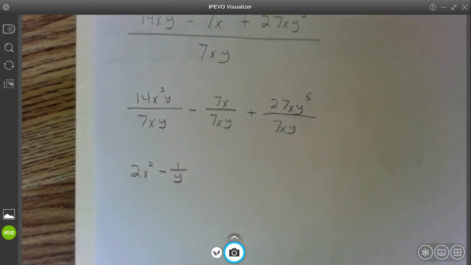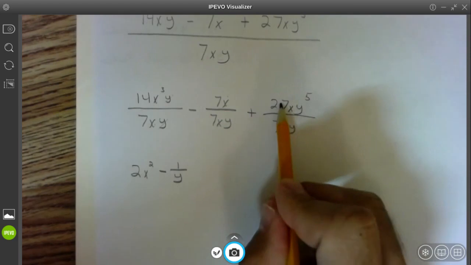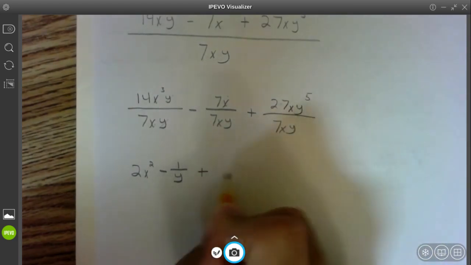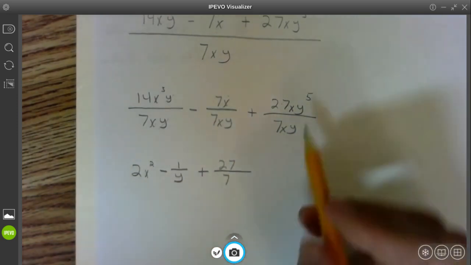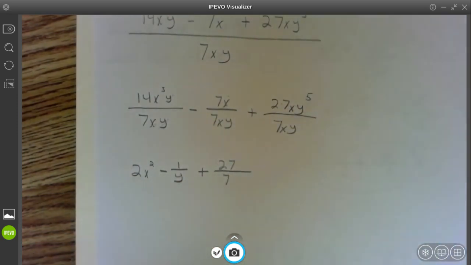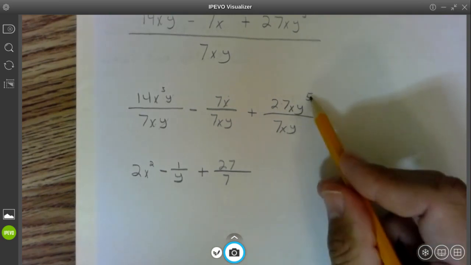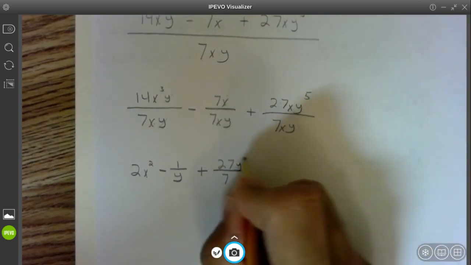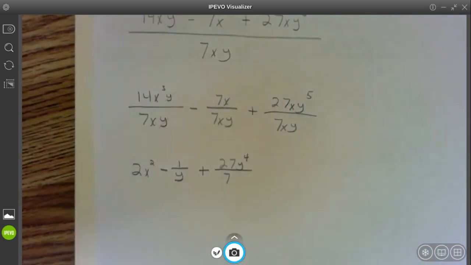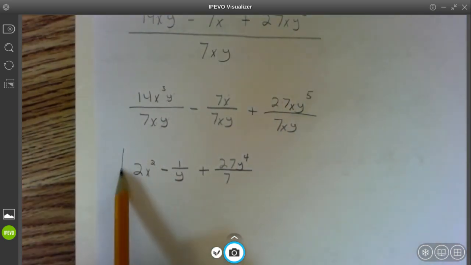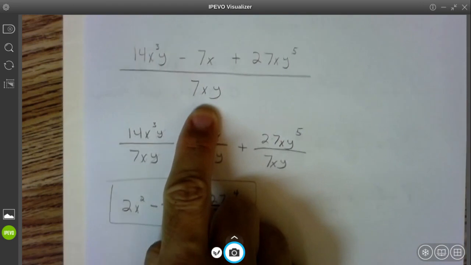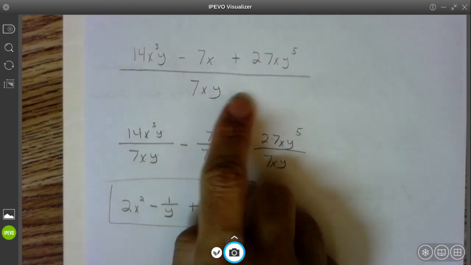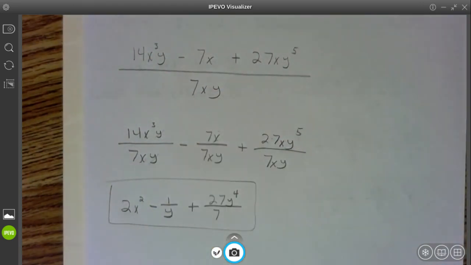All right. And then for my last term here, 27 and 7 do not share any common factors, so I won't be able to simplify those. The x's cancel. The y cancels with one of those y's, so I still have y's up top. I got 4 y's up top. All right, that is it for this one. All right, that is dividing by a monomial. All right, very different than dividing by a binomial, which we'll look at some other time.